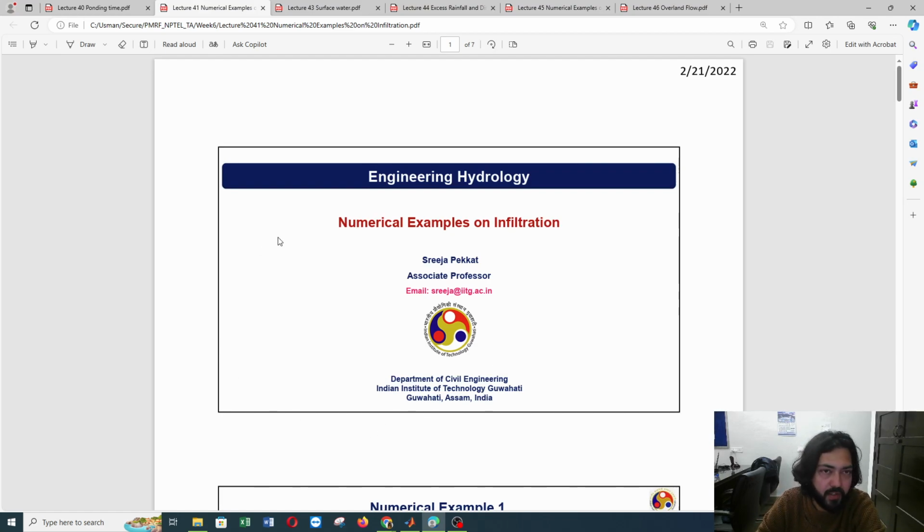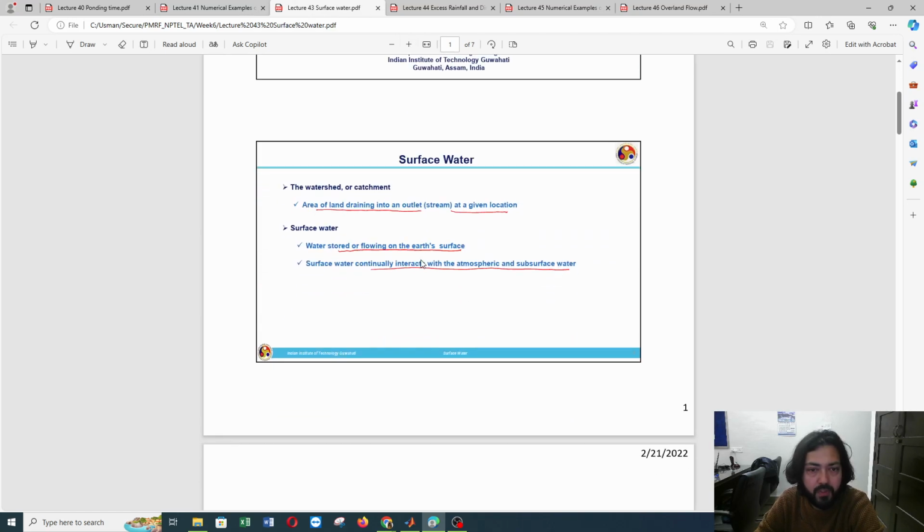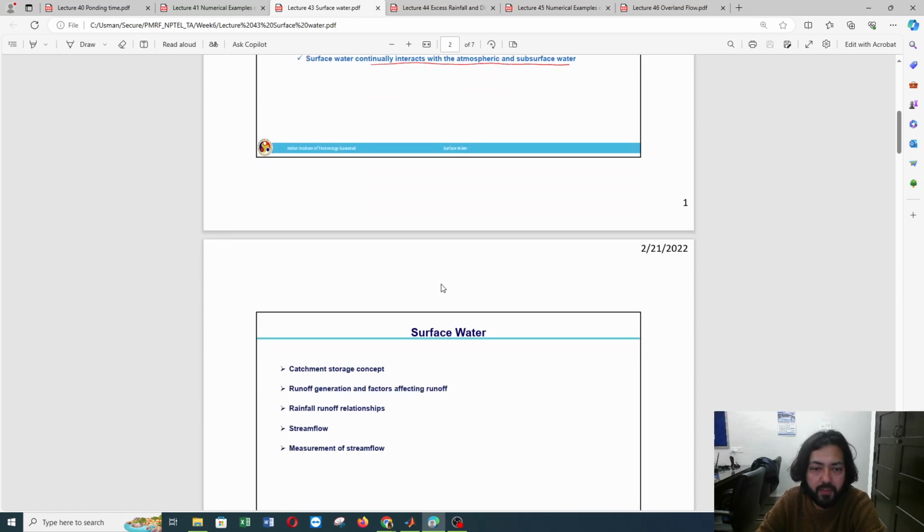Now we are going to enter into a new chapter which is called surface water. Initially, in the previous class, we also discussed the definition of catchment, like what is catchment, what is watershed. The only thing that is left is we should know what is surface water. In the previous week we have covered the surface water definition also. Just to have a small brief, surface water is nothing but the water which is stored on the earth's surface, and surface water continuously interacts with atmospheric and subsurface water.